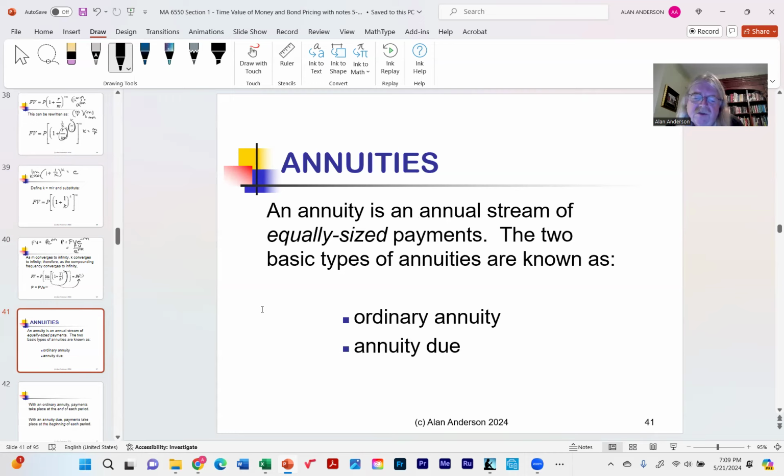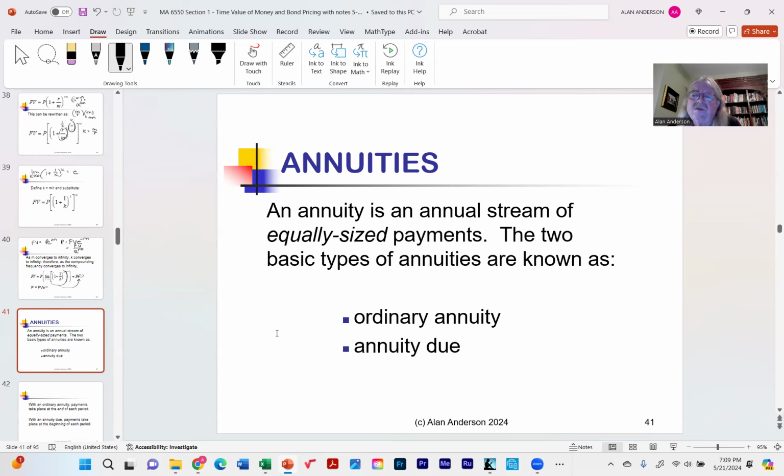So I mentioned the example yesterday of the lottery winner. If you win an unusually large prize, it's very rare that you actually are given the entire amount right up front. Often what ends up happening is that it's split up into payments. For example, a $10 million lottery prize might be paid out as $1 million a year for 10 years, and that would make it an annuity.